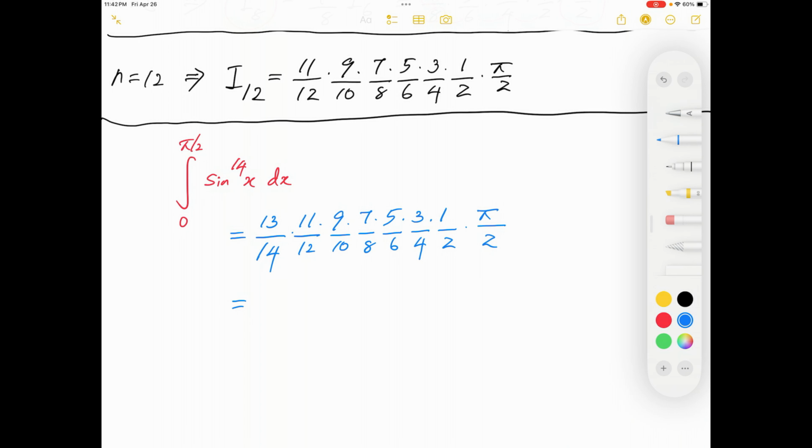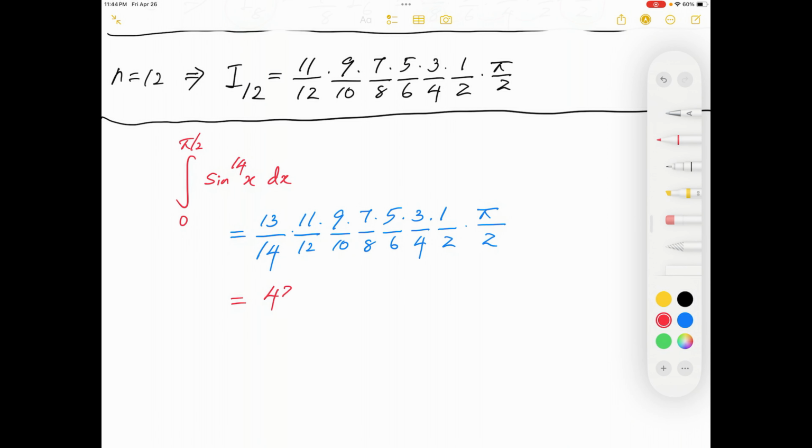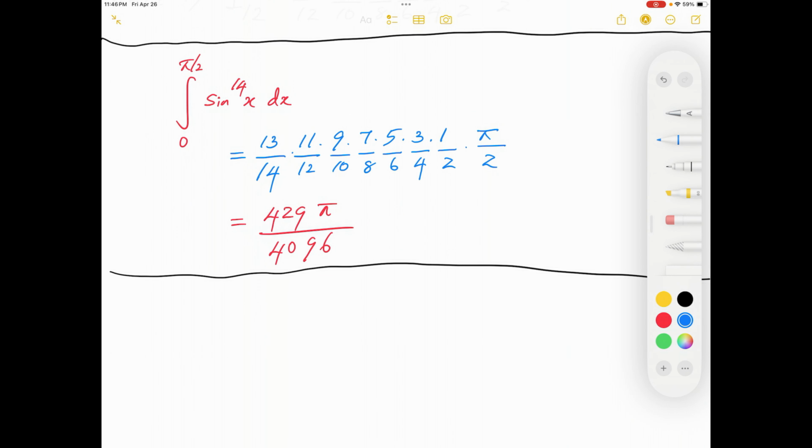Alright, now we need to simplify this answer and write down a nice final answer. When you simplify all of these, the final answer becomes 429 pi over 4096.